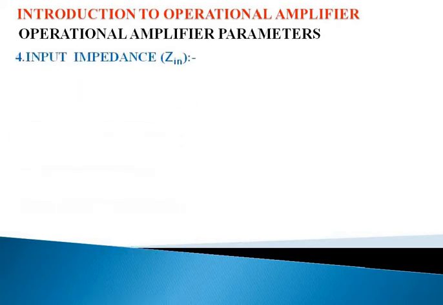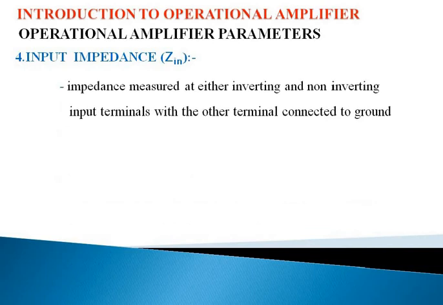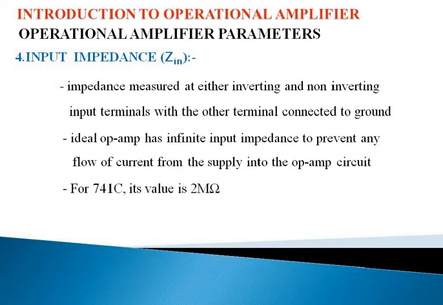The next is the input impedance. The impedance measured at either inverting or non-inverting input terminal with the other terminal connected to ground. That is the input impedance. For an ideal op-amp, it is having high, that is infinite, input impedance to prevent any flow of current from the supply to the op-amp circuit. That is why IB1 and IB2 are 0 for an ideal case, since input impedance is infinite.